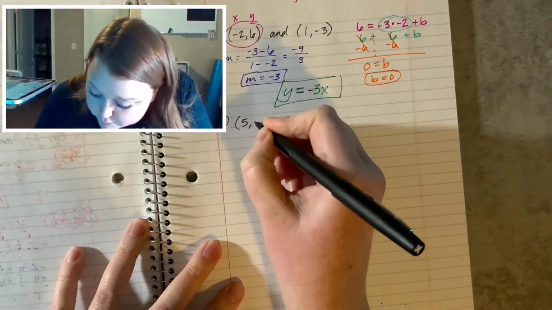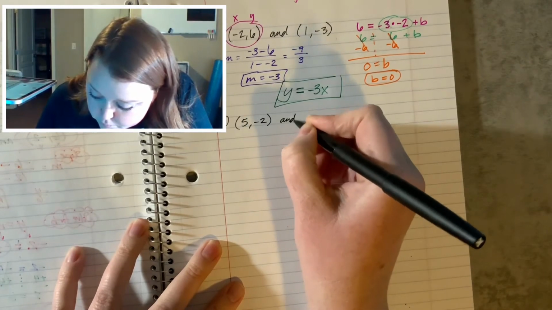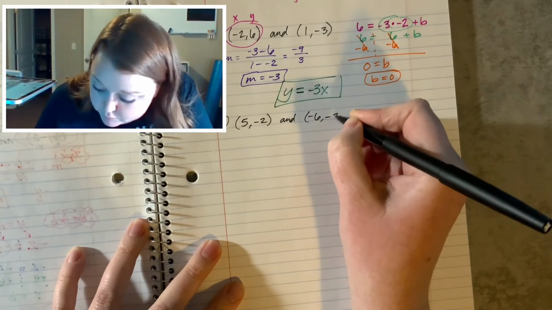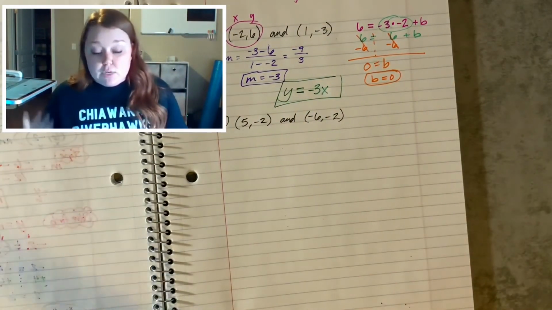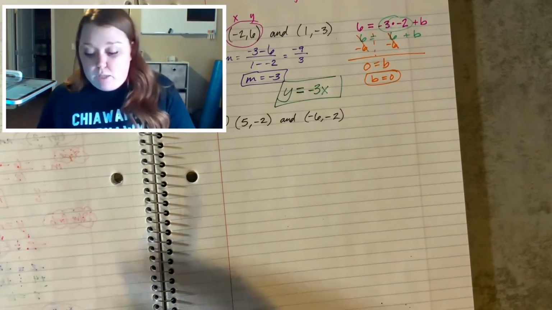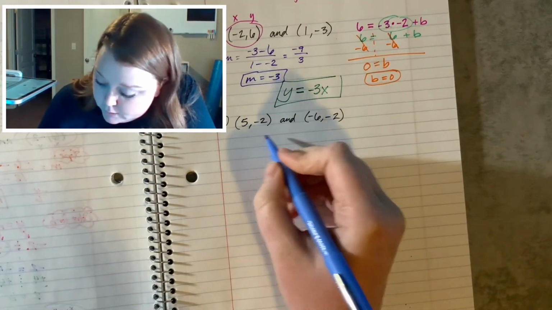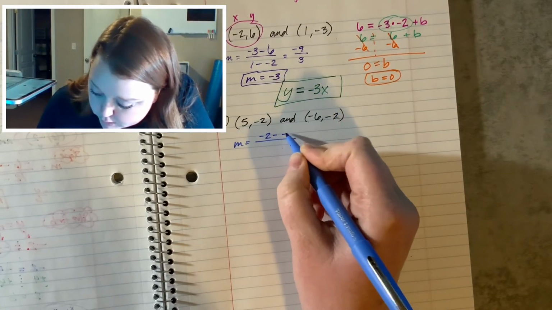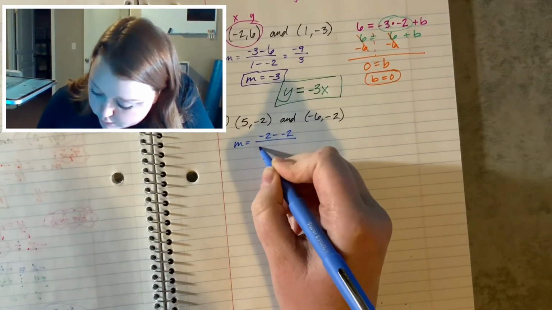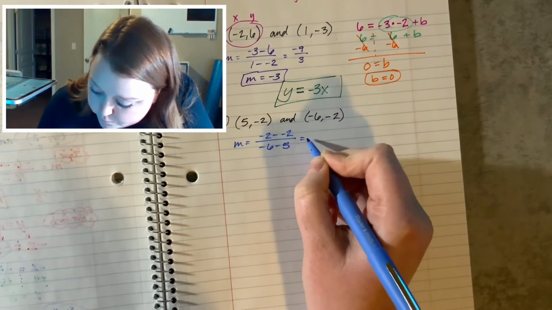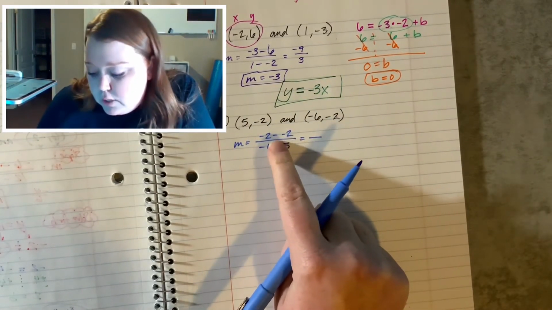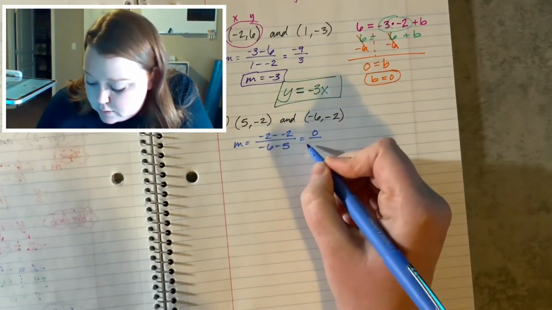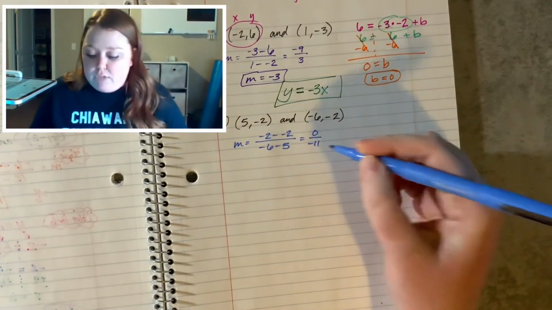5, -2 and -6, -2. Pause the video, at least try and find slope without me. Play it when you want to. Okay. So for slope, I do -2 minus -2 over -6 minus 5. -2 minus -2, that's really a plus right there. -2 plus 2 is 0. -6 minus 5 is -11. So I have 0 over -11.